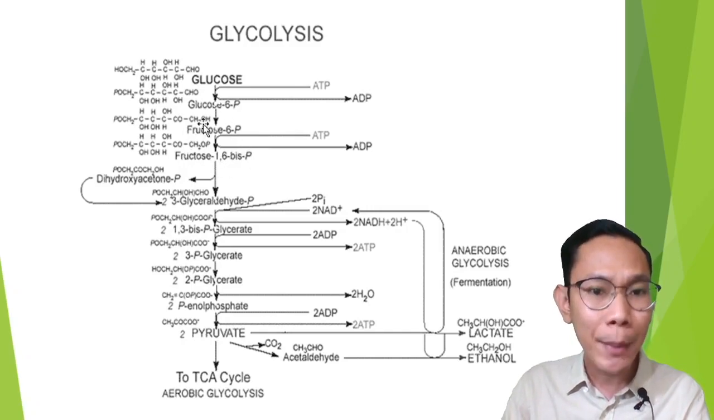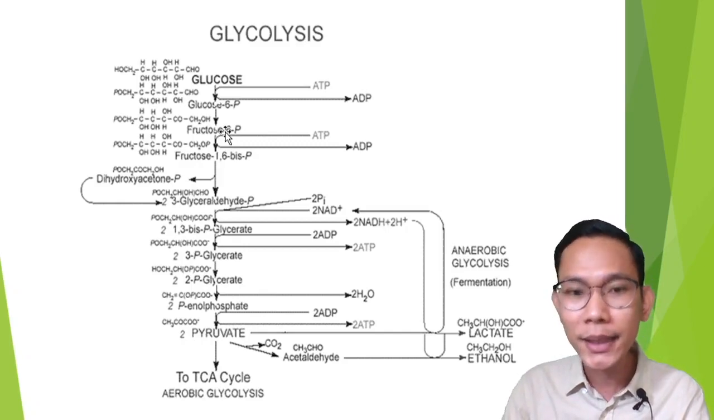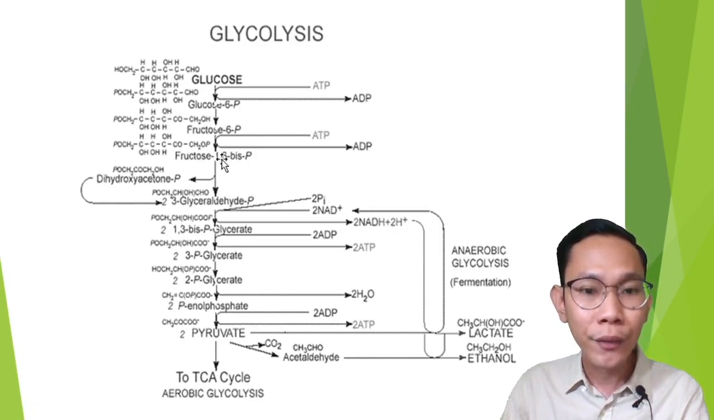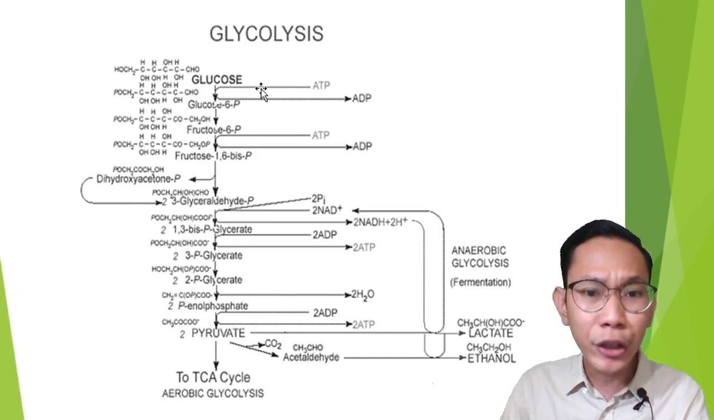Anong enzyme ang ginagamit natin dito? It's still your kinase, but it is your phosphofructokinase. So, phosphofructokinase, it still uses your phosphate. And again, there is a word kinase, meaning it is the use of your phosphate to transfer your phosphate. So, ATP, nagiging ADP. So, in short, your fructose 6-phosphate, nag-add ka na another phosphate group, kaya nagiging fructose 1,6-biphosphate.